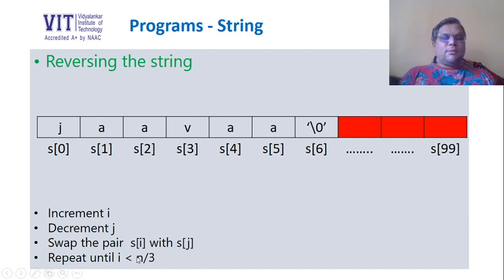Why less than n by 3? Because n is the length of the string. So if the length of the string is 6, how many pairs of characters does this string consist of? It is 6 by 2. So there is a correction, that is not n by 3, it should be n by 2. So let us correct it. It's not n by 3, it is n by 2. So I should be less than n by 2. So it is 3. So we need to swap 3 pairs.